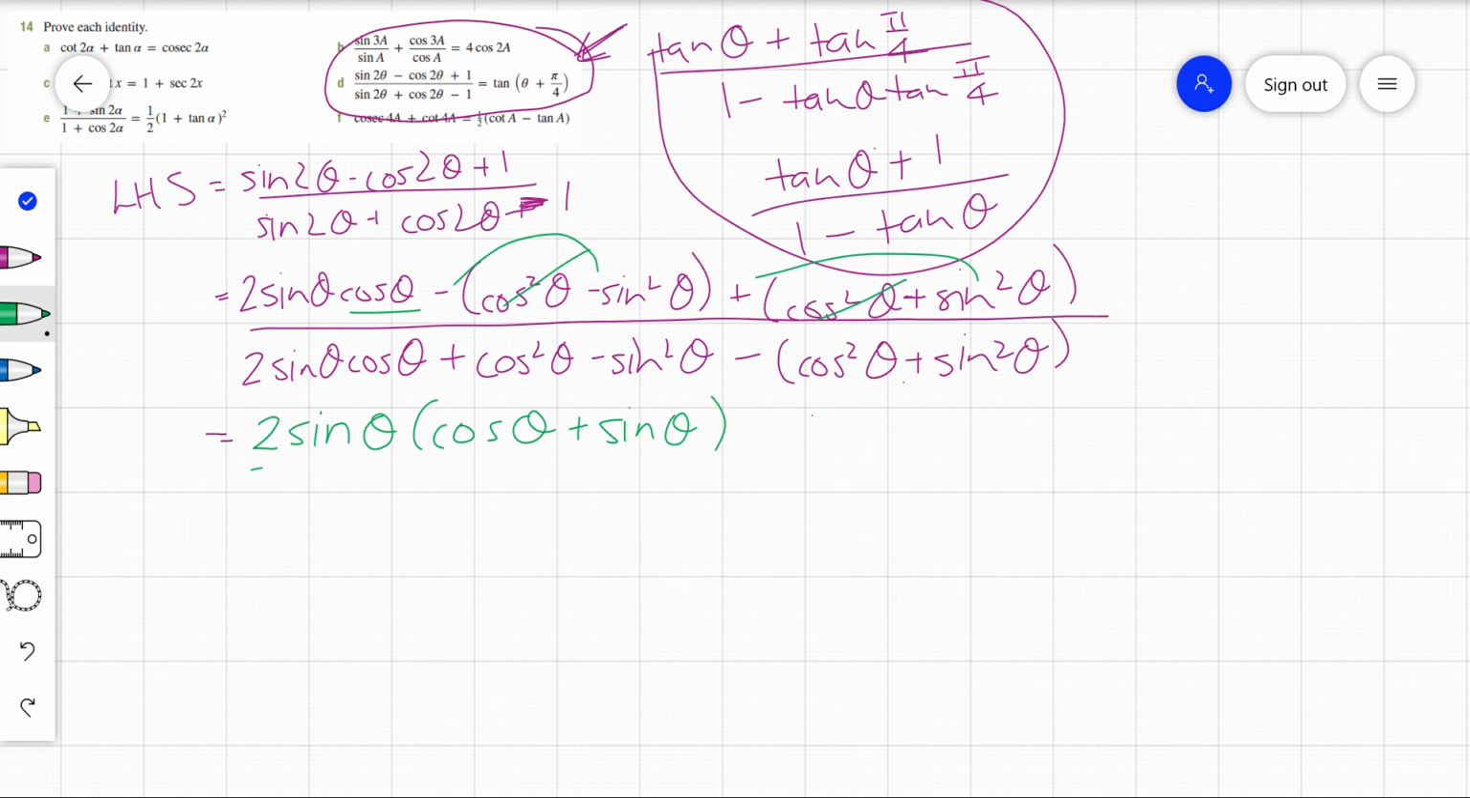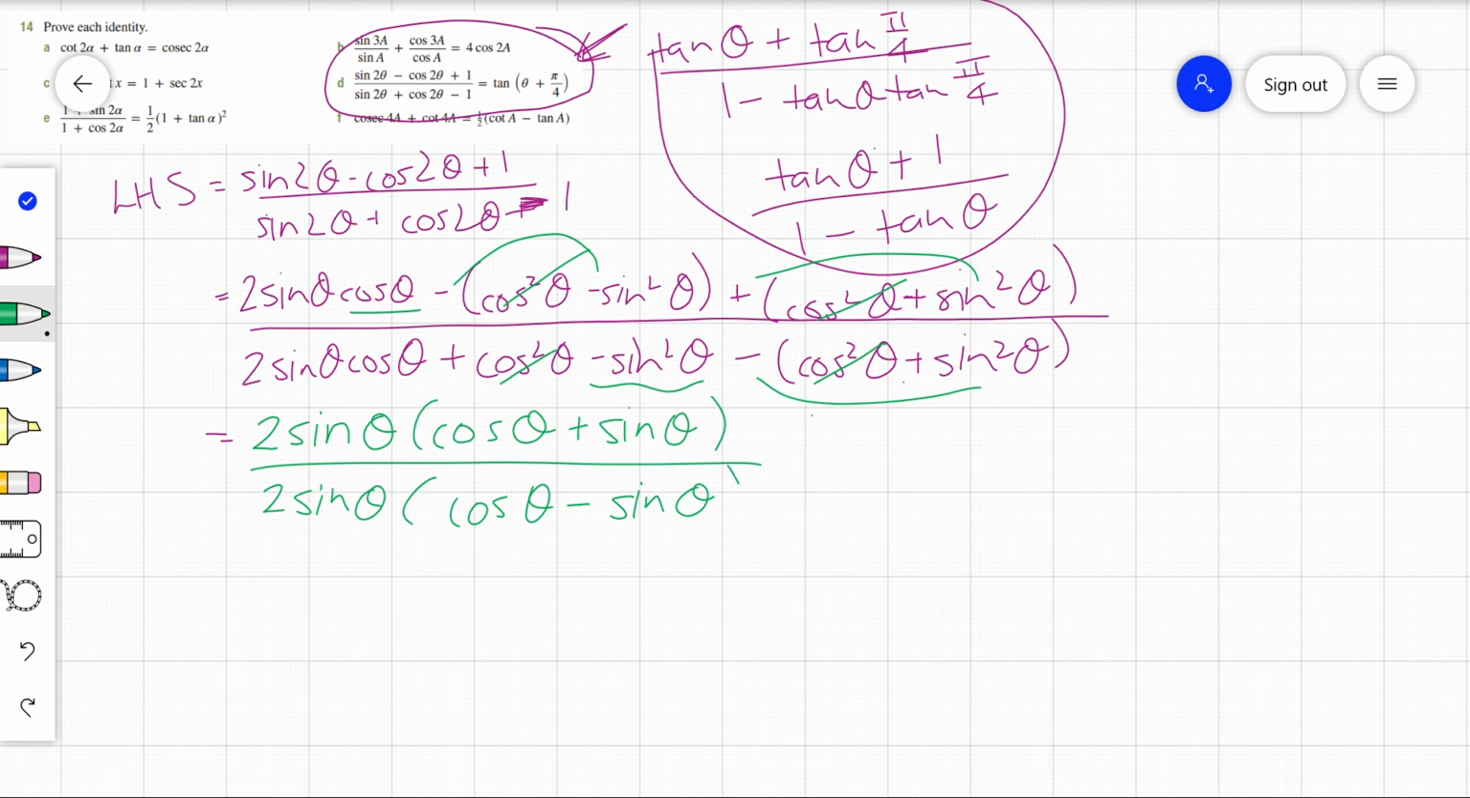Okay, if I do the same on the bottom again, cos squared cancels with minus cos squared, and I'm ending up this time with a negative 2 sine squared. So I'm going to put 2 there, and they've both got sine theta in them again, but it's cos, and this time it's a minus sine theta. So these will cancel.